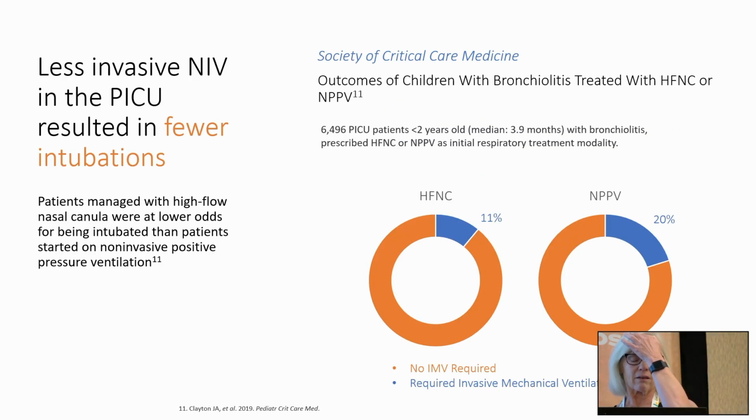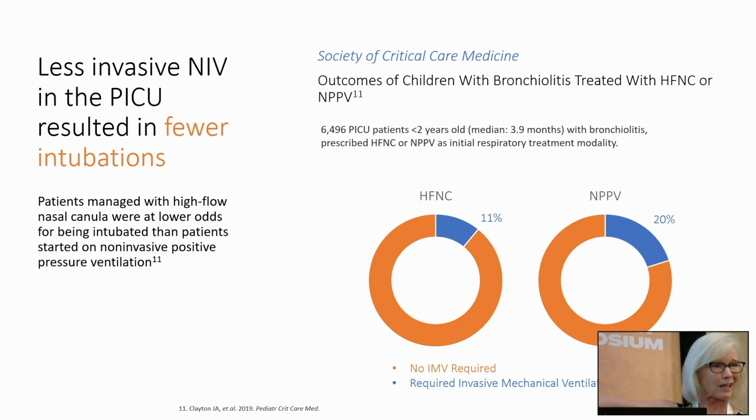This was a super interesting study as well. This was a very large study, over 6,000 patients who were admitted to the PICU. And this was a multi-center study. So these patients were admitted to the PICU, and they were either assigned to be on a high-flow cannula as their initial respiratory support, or on non-invasive positive pressure ventilation as their respiratory support. And they were looking at who got intubated. What they found was that only 11% of the kids who were initiated on high-flow cannula got intubated, whereas 20% of the kids who were initiated on NIV were intubated.